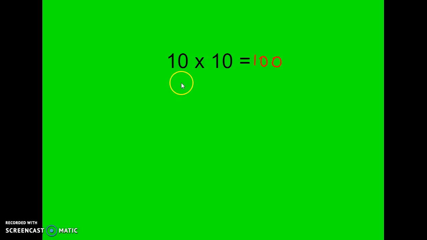You could have drawn 10 lots of 10, okay? 10 groups of 10. Or you can just count in tens. You can count 10 lots of 10. I'm going to use my fingers. I've got 10 fingers, so I'm going to go 10, 20, 30, 40, 50, 60, 70, 80, 90, 100, okay? So I know that the answer is 100. So that's another way to do it, just to count in those steps.